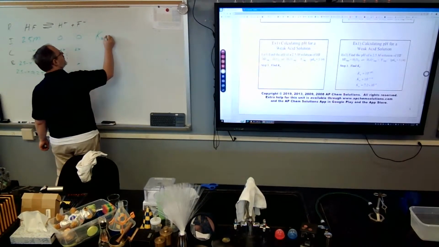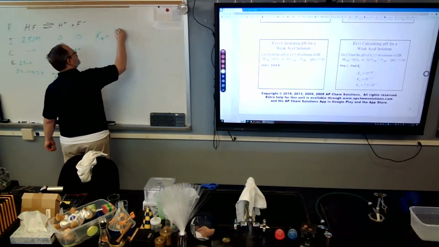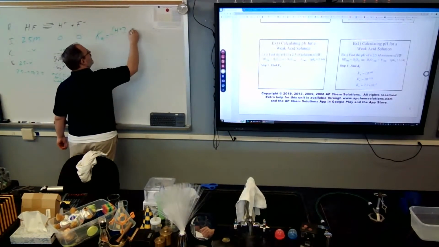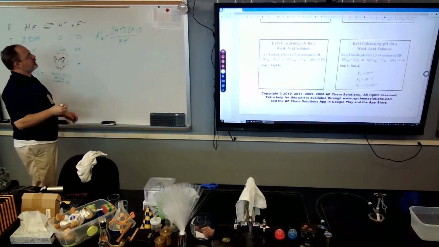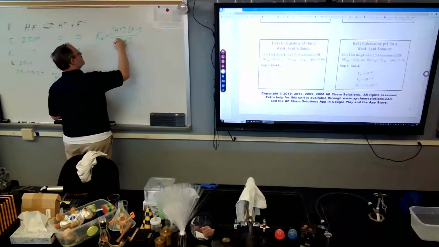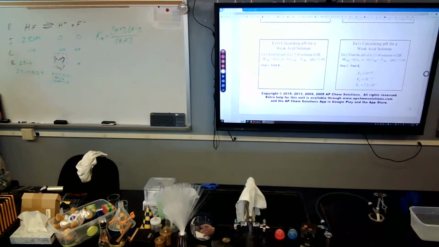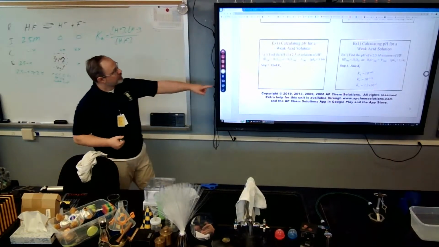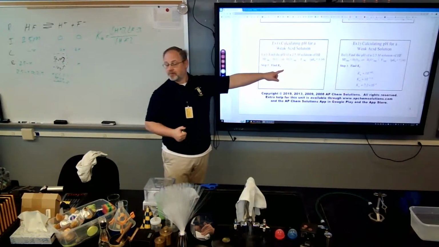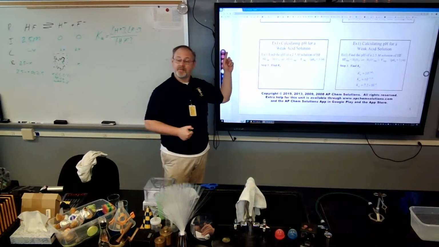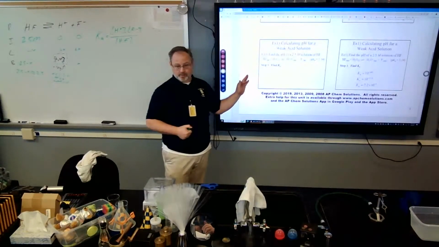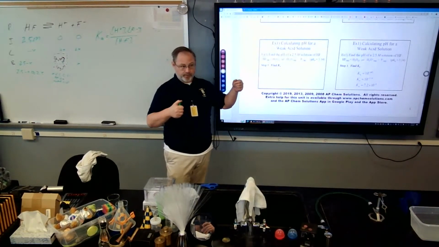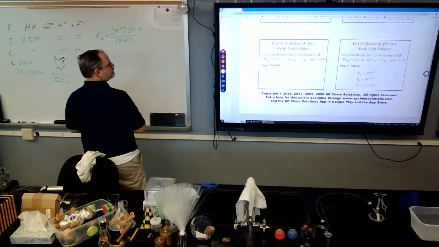So put in the equilibrium expression, which is going to be, once again, H plus concentration, F minus concentration, over HF. Do we have the Ka for this equilibrium expression? Yeah. It's not given explicitly, but we have it, because what it does give us is the pKa. So let's use the pKa to get the Ka. Do you know how to do that?